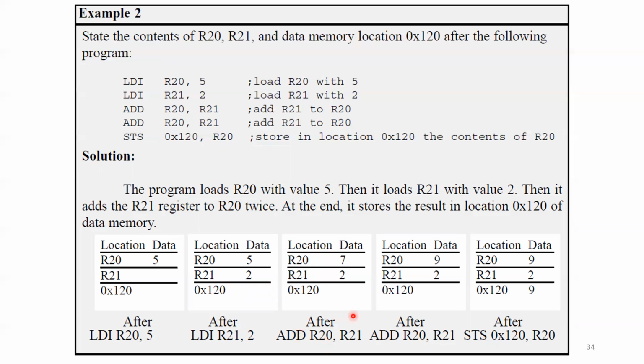We neglect that because it's not initiated. And then after executing the instruction add R20, R21, R20 here would be the result, which is 7. R21 is still 2. 120 is still unknown. Then adding 2 more to R20, it would be 9, and still 120 is unknown. R21 is still 2. And finally, copy the result to memory location 120. So 120 finally here would be 9. So these are the values inside these registers after executing such code.